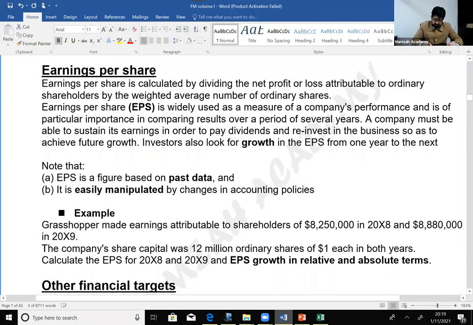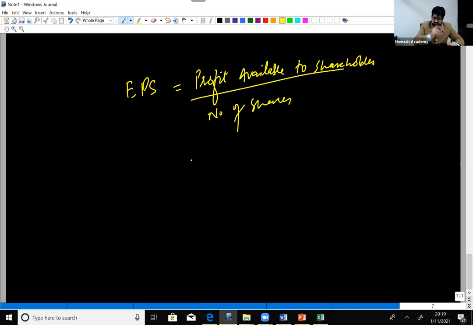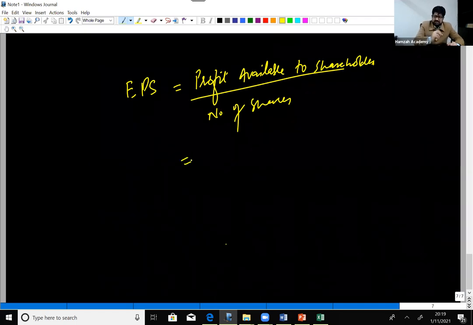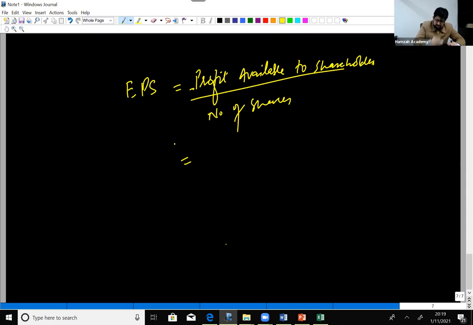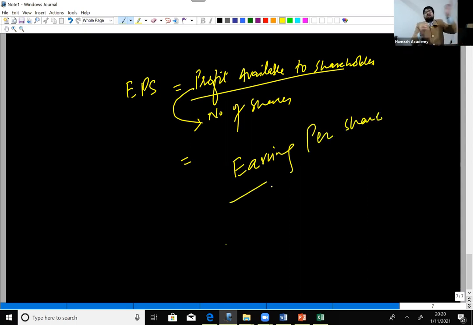Okay, now, so number of shares. For example, you see here, earning per share, that is what the company has earned on one share. So earning per share is what they have earned for one shareholder or one share.